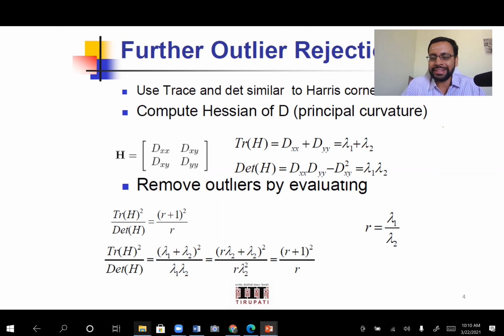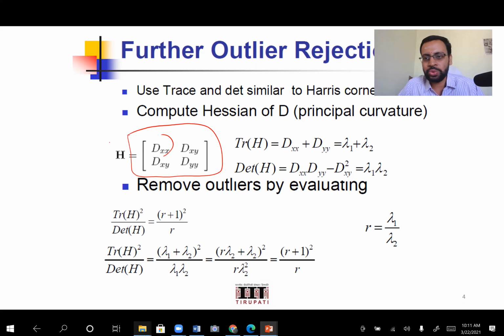Now, what it does essentially is, suppose it's not a corner point, it is just an edge point. Then in the perpendicular direction, your curvature will be low. In order to compute the curvature, it takes the second derivative of your difference of Gaussians. Whatever you are getting there, it takes second order derivatives of it and computes this matrix here.